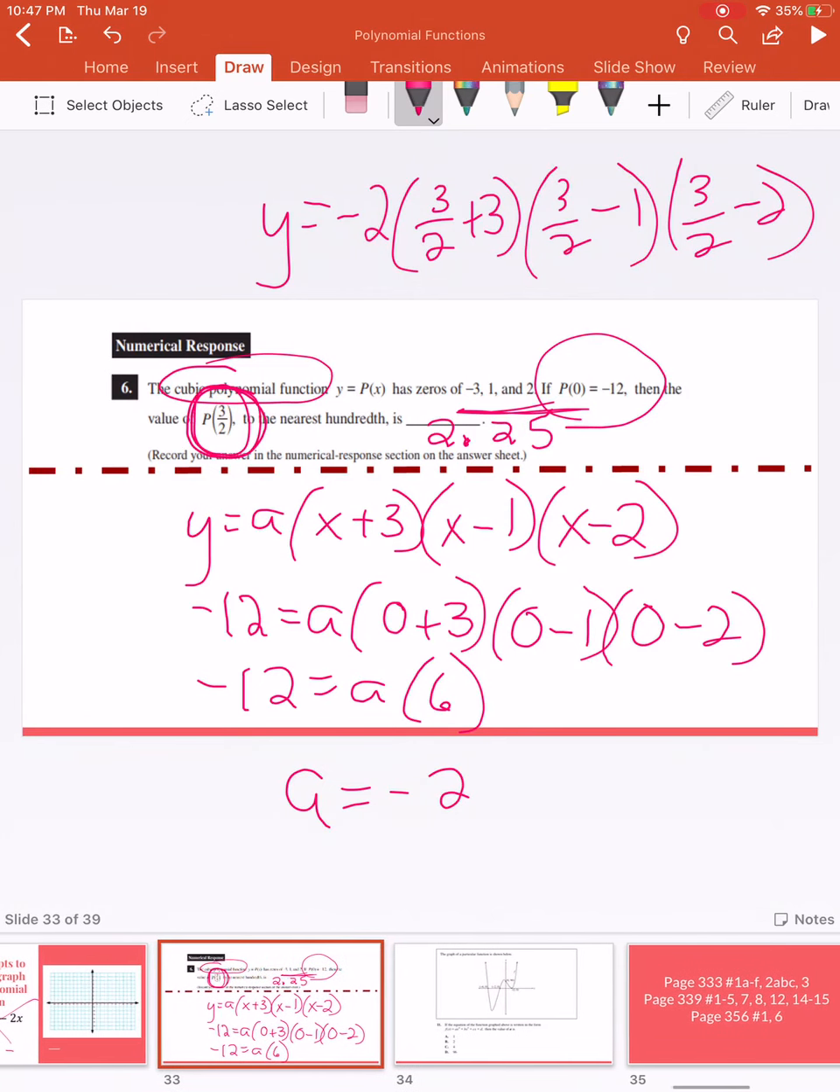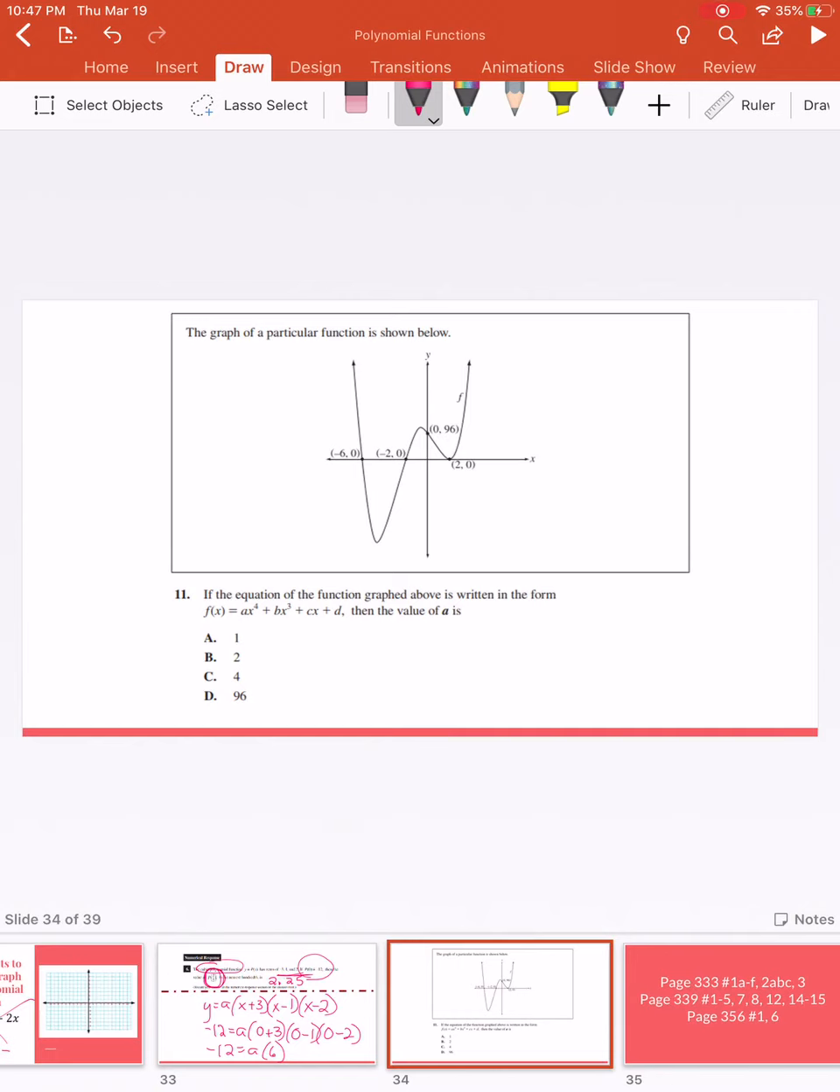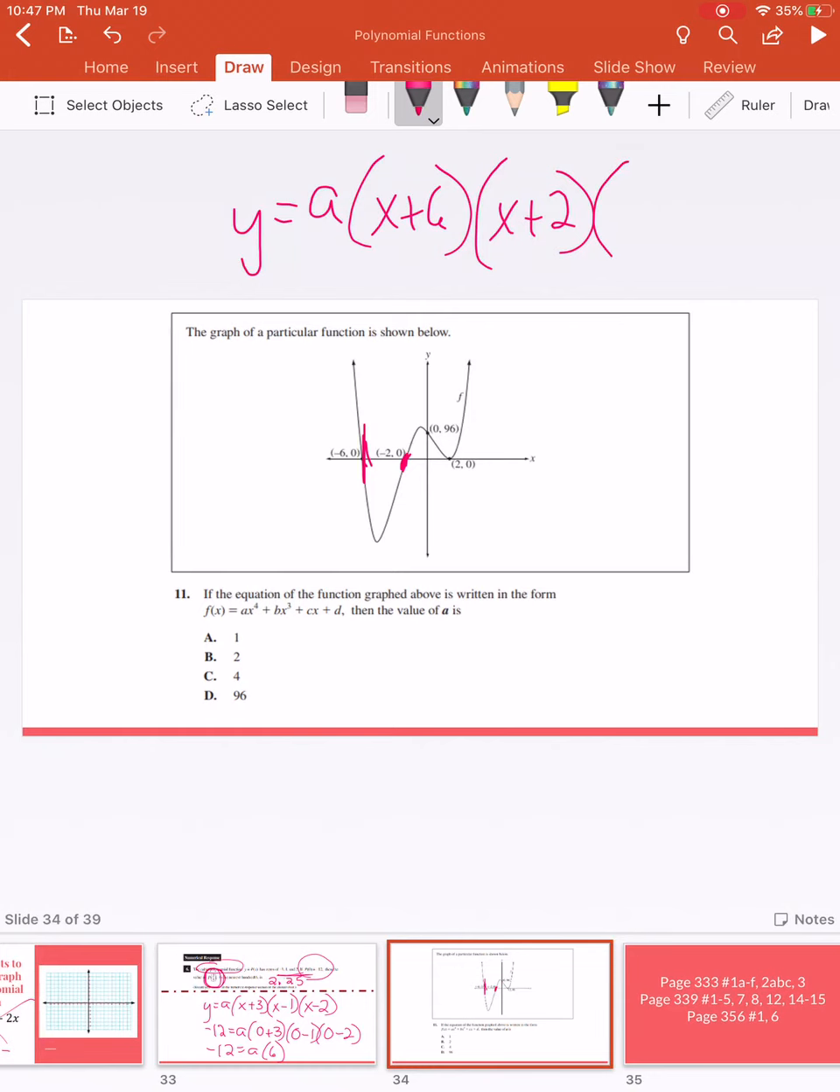All right, last question, another graphing question. It's asking for the equation again. So let's look at what we know. So we have a 0 at -6, which means I need a factor of x plus 6. It crosses, so it has a multiplicity of 1. We have a 0 at -2, which means I have a factor of x plus 2. It's crossing, which means it has a multiplicity of 1. Here I have a 0 at 2, which means I have a factor of x minus 2. It's touching, which means I have a multiplicity of 2.